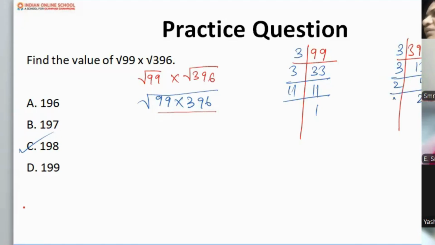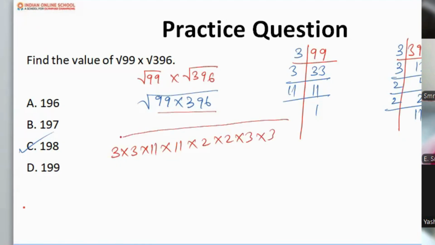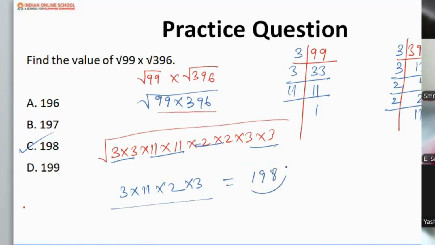Yes, absolutely correct. So if we write them, we will be getting 3 times 3 times 11 times 11 times 2 times 2 times 3 times 3, and the entire root. Now to remove the root, we need numbers in pair. We do have a pair of 3, a pair of 11, a pair of 2, and a pair of 3. When we multiply all of them together, we will be getting 198. So 198 is the correct answer. Got it, everybody?